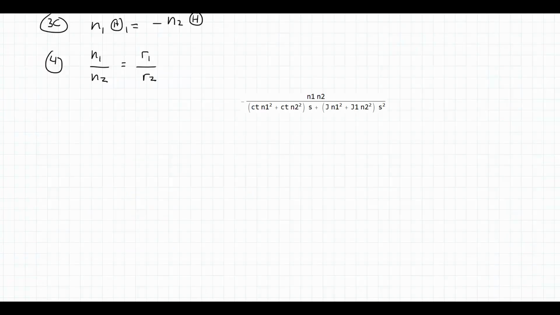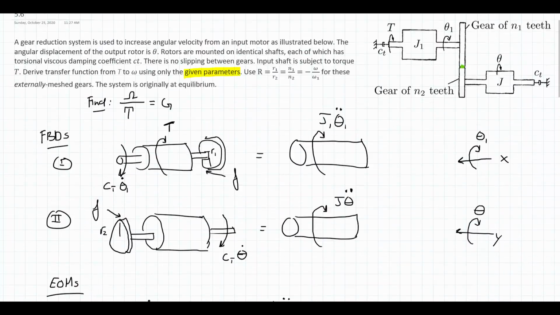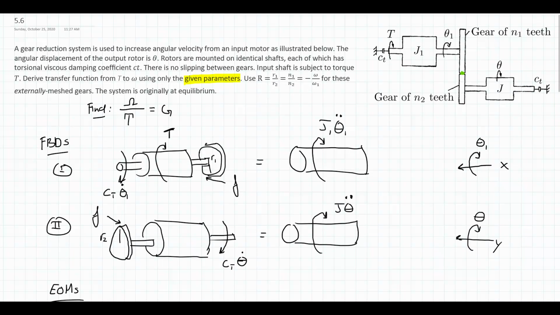I can transcribe this. Remember, this is not g yet. This is theta over fancy t. And that will be a negative n1, n2 in the numerator. And then the denominator, I have this (J n1 squared plus J1 n2 squared) s squared, plus (a c_t n1 squared plus a c_t n2 squared) times an s. I'm not quite where I need to go yet. I want omega, capital Omega over t. That's the g I'm looking for.